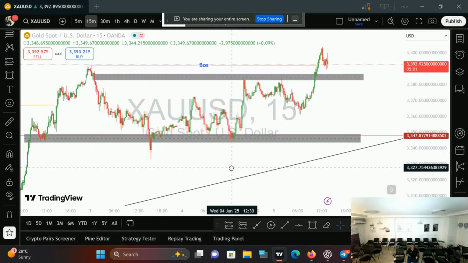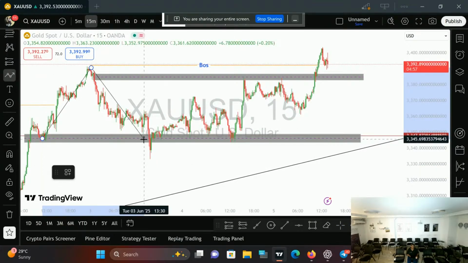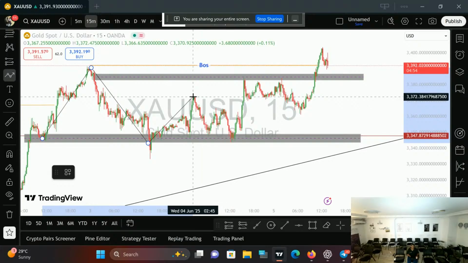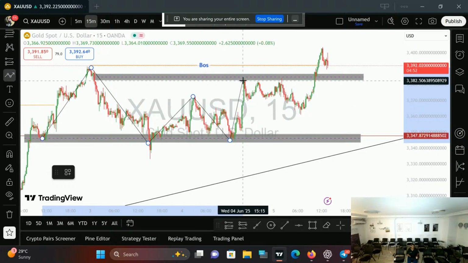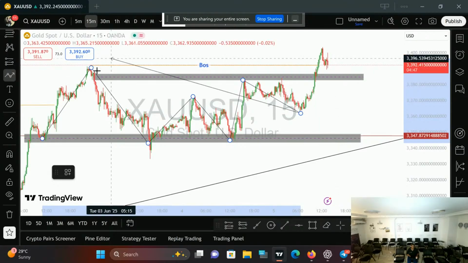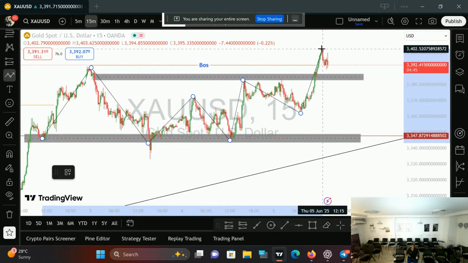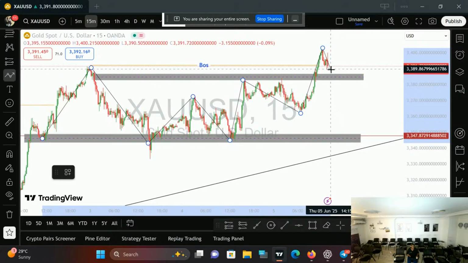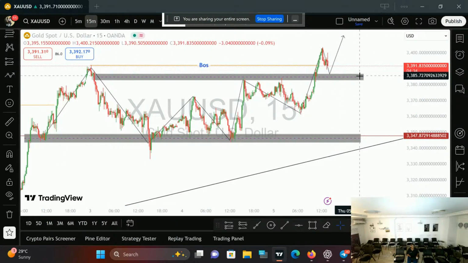Right? So the market has been moving up, down, up, and the market has broken this resistance level. So what are we waiting for? We're waiting for this market to retest this level. I think it has retested already. So we're waiting for the market to actually retest this level and buy. Buy at this point.